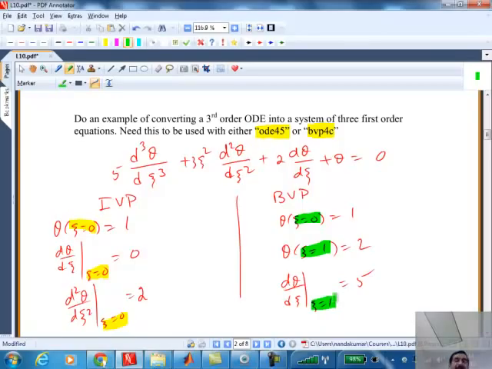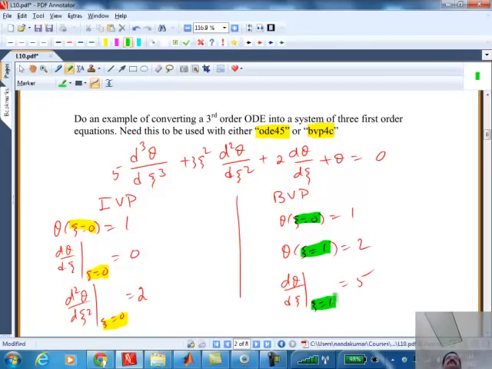What would be the range of interest in the initial value problem? Starting at psi equal to 0, you would be interested in integrating to infinity, because that will have the meaning of a time. The independent variable typically takes the meaning of a time, so you'll be starting from the initial condition, and you would see whether you can reach a steady state. So you will integrate up to infinity. So in ODE 4.5, you give T-span. Okay, that determines where you want to start and where you want to end.